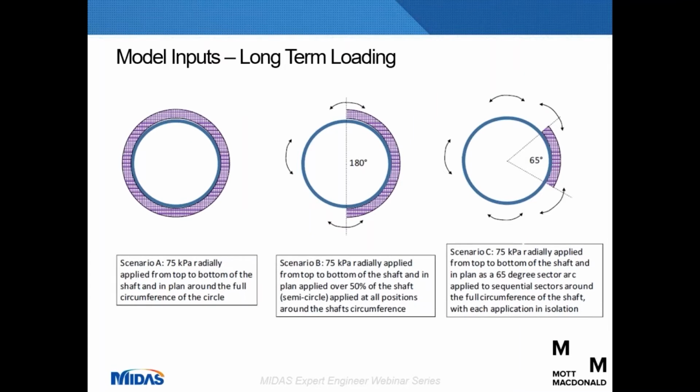In the long term, we're required to consider 3 radial loading scenarios, each with 75 kPa lateral pressure. Scenario A was this 75 kPa applied all around the shaft over its full height. B was 75 kPa applied to just half the shaft, but it could be anywhere. And C, the load applied to a 65-degree zone, but again can be applied anywhere around the shaft.